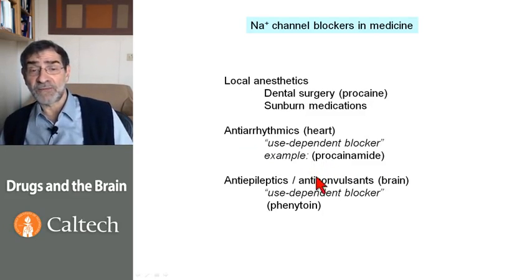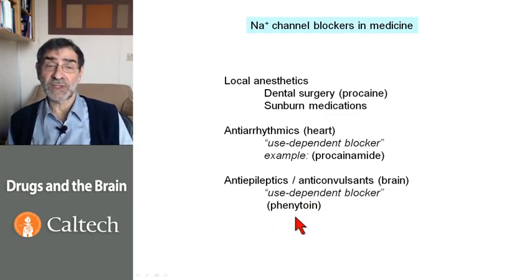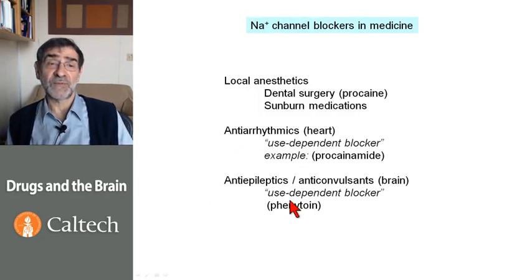Anti-epileptics and anticonvulsants in the brain are also use-dependent blockers. The best example here, a classical example, which has been around for several decades, would be phenytoin. Of course, there are the classical local anesthetics that get in and out rapidly, and we know about procaine and have discussed procaine. But in terms of use-dependent block and frequency-dependent block, we have some very important, handy anticonvulsants and antiarrhythmics.